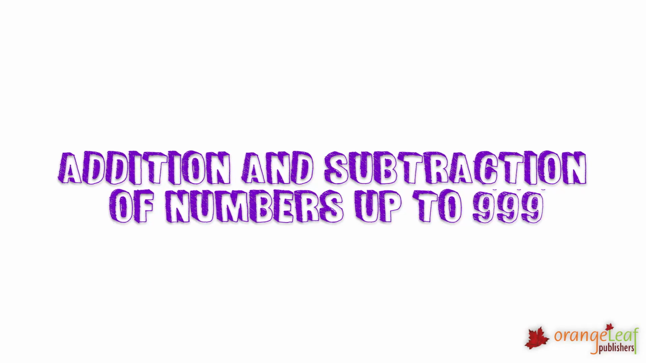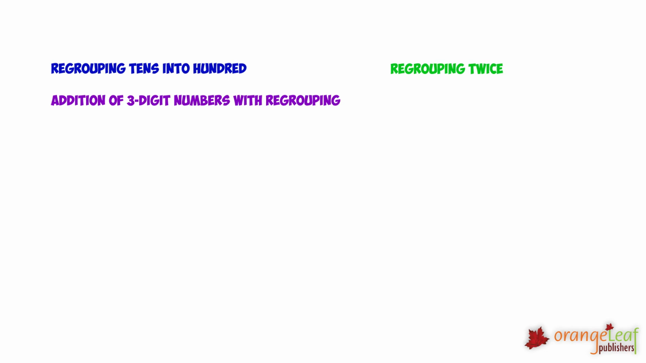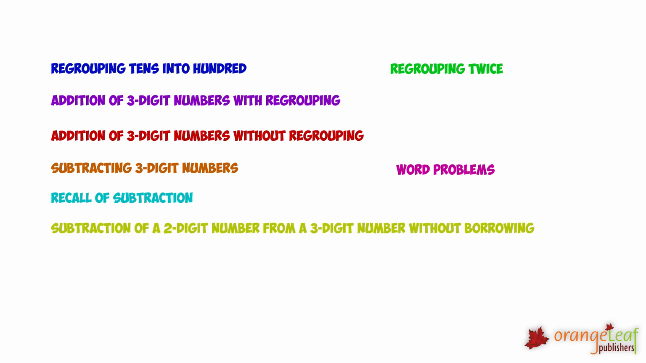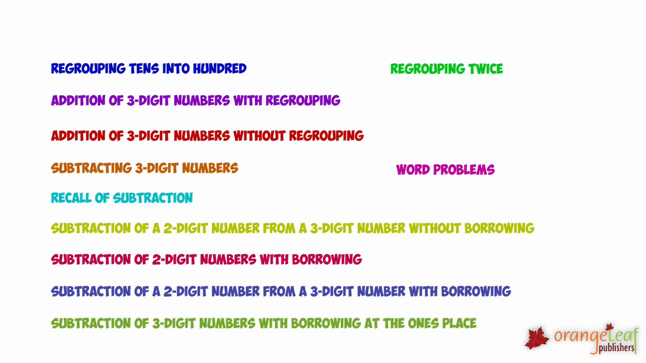Addition and subtraction of numbers up to 999. In this chapter, we are going to be learning about regrouping tens into 100, regrouping twice, addition of 3-digit numbers with regrouping, addition of 3-digit numbers without regrouping, subtracting 3-digit numbers, word problems, recall of subtraction, subtraction of a 2-digit number from a 3-digit number without borrowing, subtraction of 2-digit numbers with borrowing, subtraction of a 2-digit number from a 3-digit number with borrowing, and subtraction of 3-digit numbers with borrowing at the ones place.